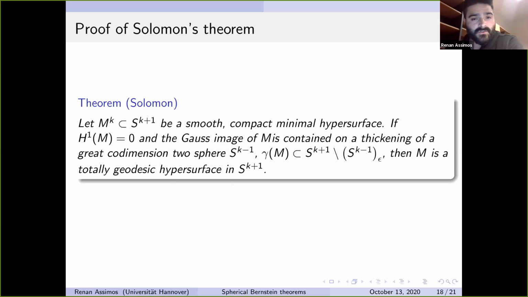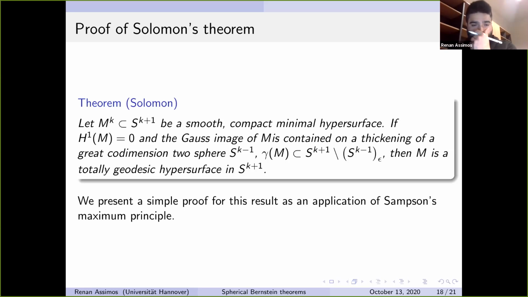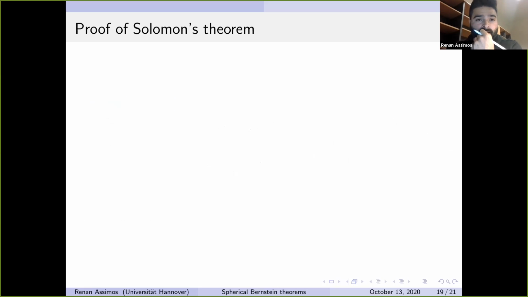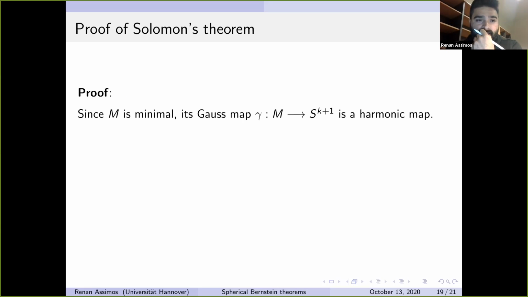Okay, and again, this proof is going to be essentially a corollary not only of Simons' maximal principle, but also of the pictures that I drew before. And the idea here is the following. First of all, M is minimal and its Gauss map is a harmonic map, as I commented before, from M into S^(k+1).